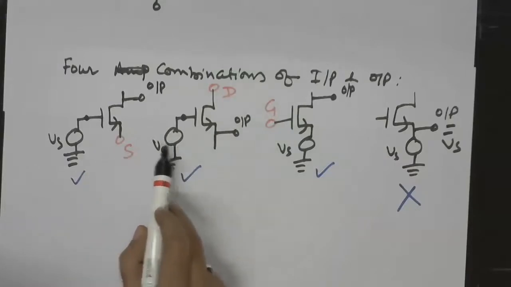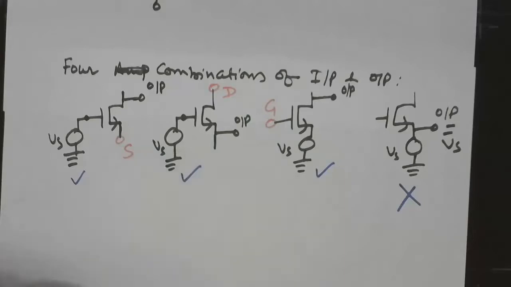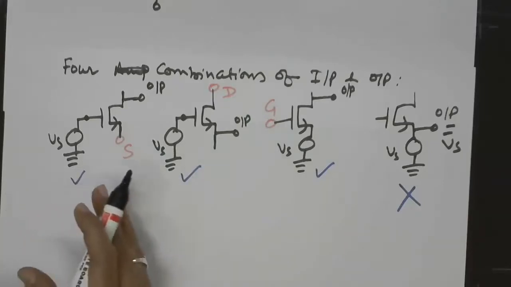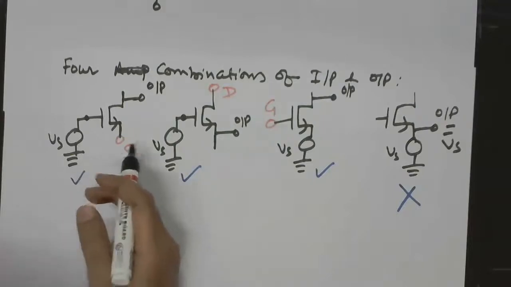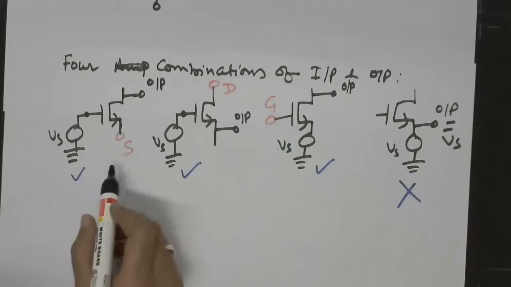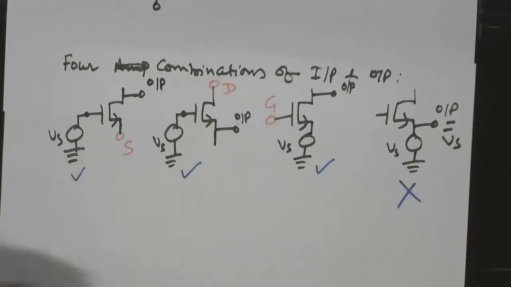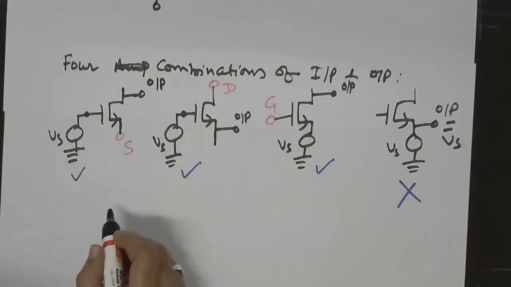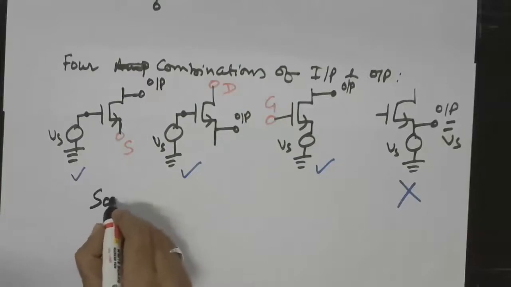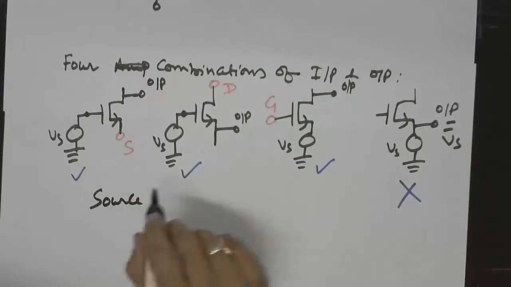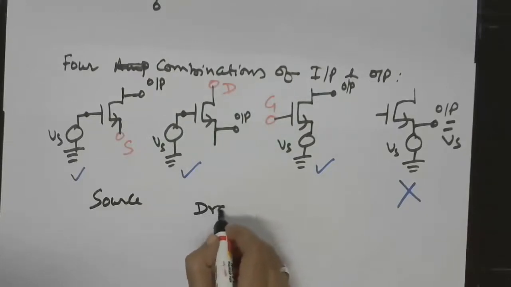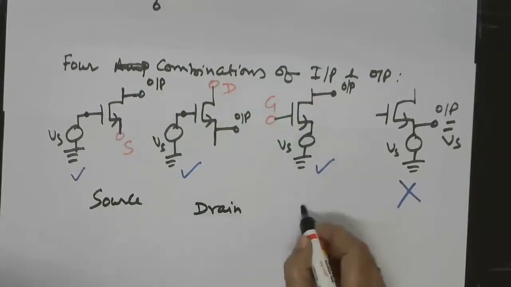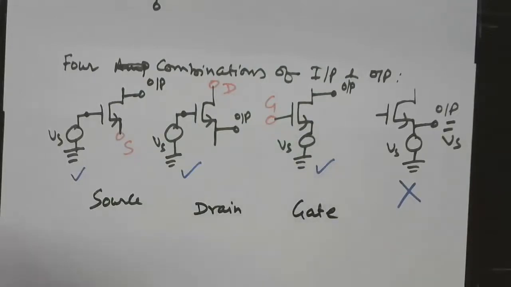So there is a unique node which is not being used in each of the three configurations. So we can name each of these three configurations with respect to these unique nodes. For example, here source is not being used, so this can be named based on source, right? Here drain is not being used, so this can be named based on the drain, and this gate is not being used, so this can be named based on the gate, right?